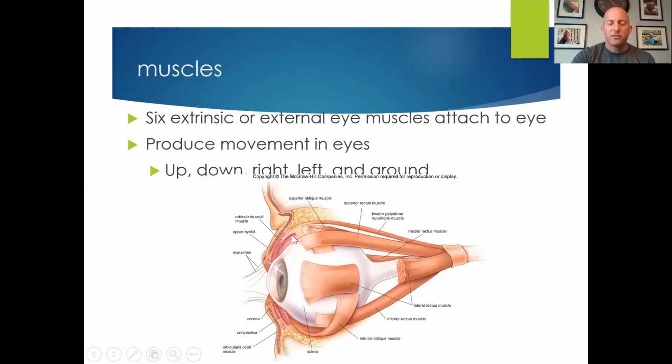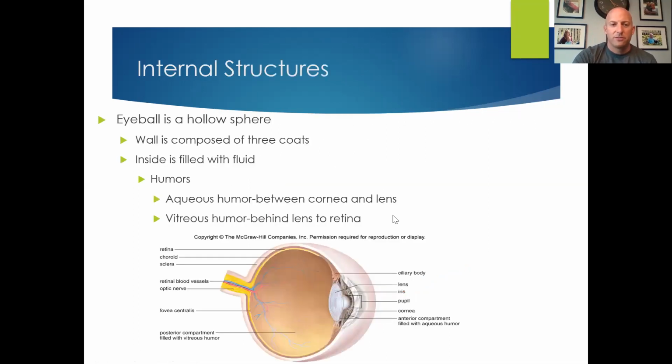Okay, the external muscles, we talked about that. There's one on the top, the bottom, and each side, and that's how it allows us to look up, down, left and right. And then we also have these that will help the eye rotate around. We dissected the cow eyeball. They didn't have those. They just had the 4 muscles.